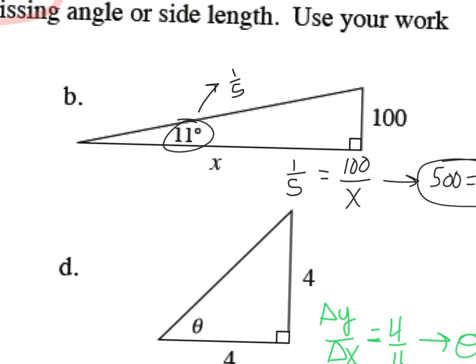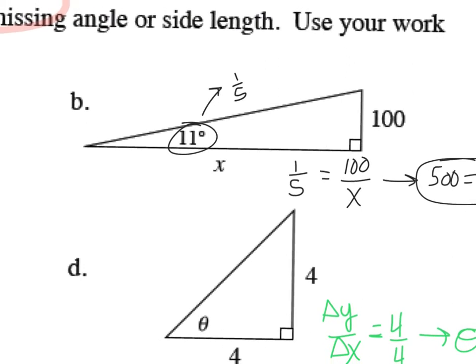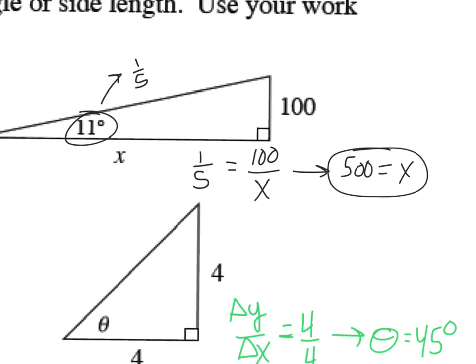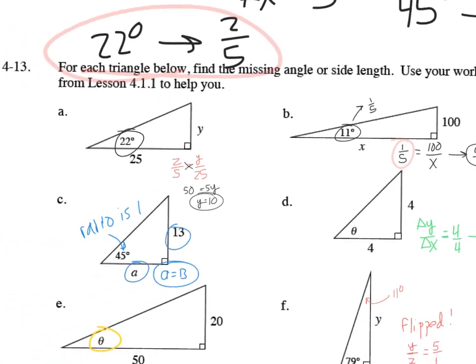On this first one, this was an 11-degree slope angle. So the ratio of change in y over change in x was 1/5. That's the fact that we established the other day and written above. So I set up that proportion, which is equivalent to 100 over x, change in y over change in x, so you get x equals 500. Moving on to letter C.